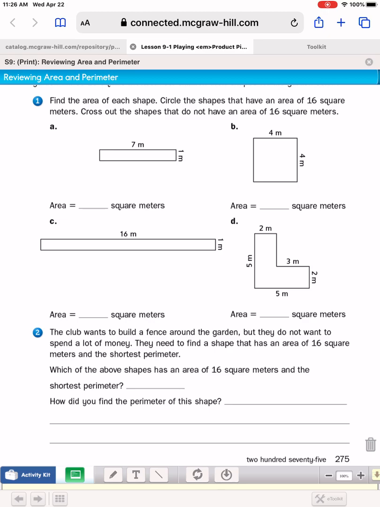Go ahead and complete this page, 275, and then move on to Math Boxes 9.1 and later today, HomeLink 9.1.